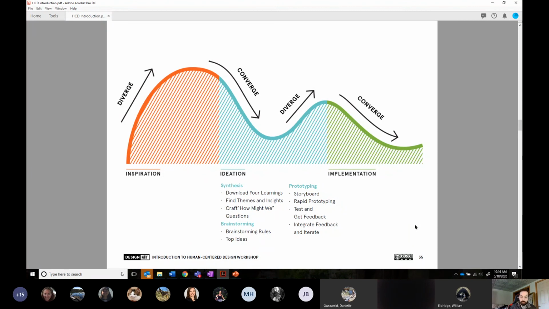But the ideation phase is where we take all that information that we've expressed through interviews and all those sources of inspiration and begin to start adapting some solutions. It starts with the synthesis phase, where we're going to download those learnings and convert them into how might we questions, which serve as a focus for brainstorming.